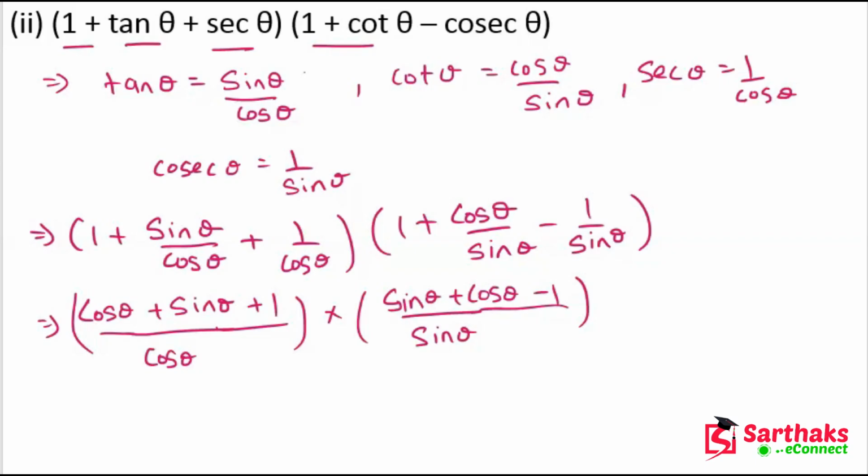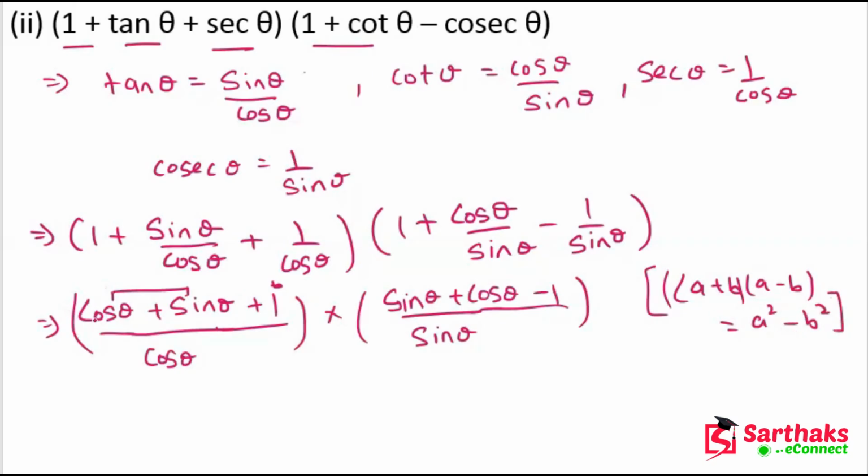So now this will become, now if you see in this equation, this is like A and B. Okay, and the same A and B. So this is the formula of A plus B and A minus B. So what is the formula? The formula is A square minus B square.